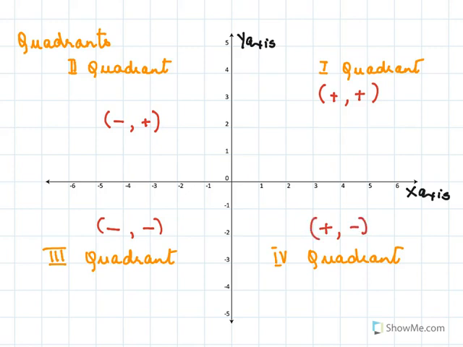Let's try to understand why this is so. The points lying in the first quadrant, you will find that their x will be arising from the positive part of the x-axis and the y from the positive. So x will be positive, y also will be positive.